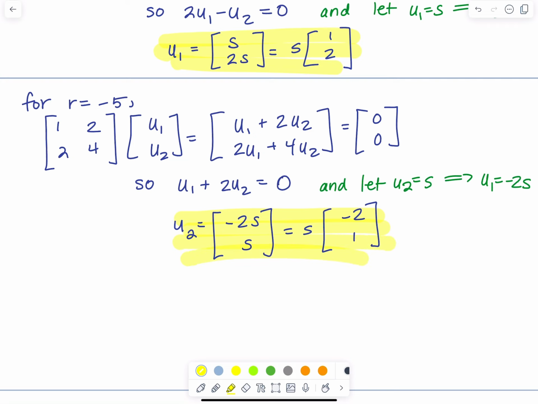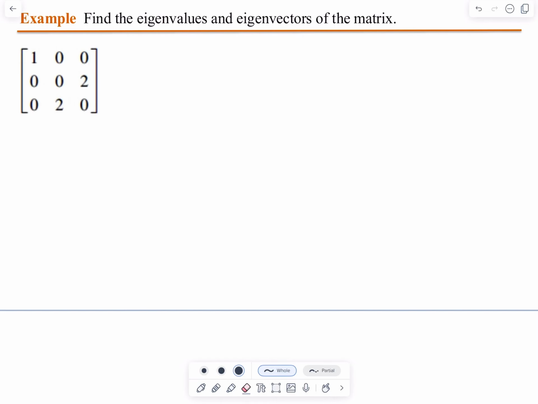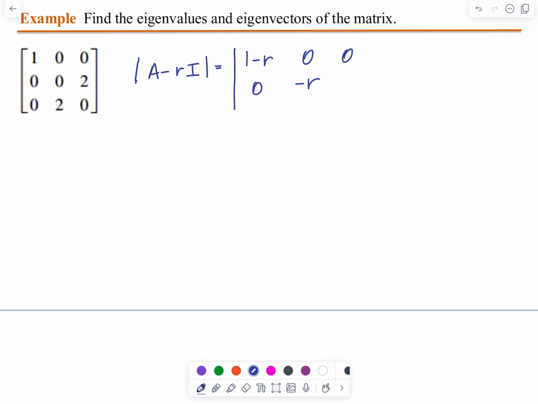Okay, the problem is again to find the eigenvalues and eigenvectors of the matrix, and let's go ahead and begin with the characteristic equation for this matrix. So we have the determinant of A minus RI, and we have that that's equal to 1 minus R, and of course we'll have 0 here, and 0, 0, negative R, and 2, and 0, 2, and negative R.